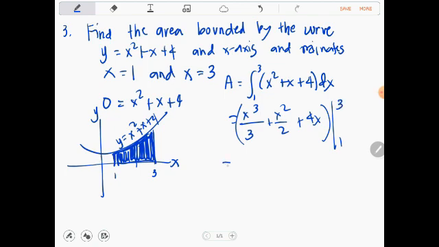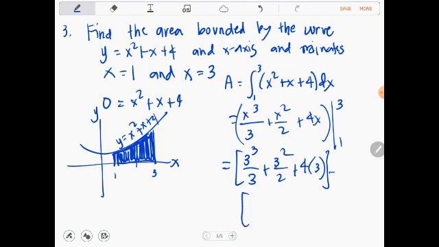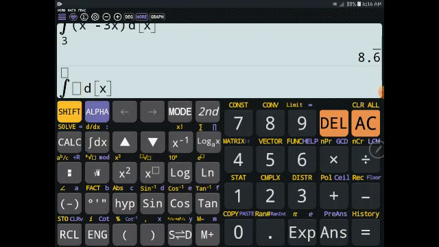Therefore, we can substitute the value of x. So, this is 3 cubed over 3 plus 3 squared over 2 plus 4 multiplied by 3, close quantity, minus substitute the lower limit. We have 1 cubed over 3 plus 1 squared over 2 plus 4 multiplied by 1. Okay. And this will give us the answer of 20 and 2/3 square units.